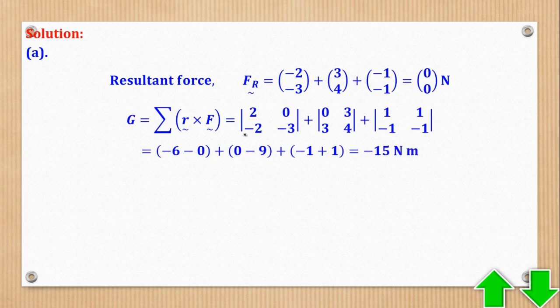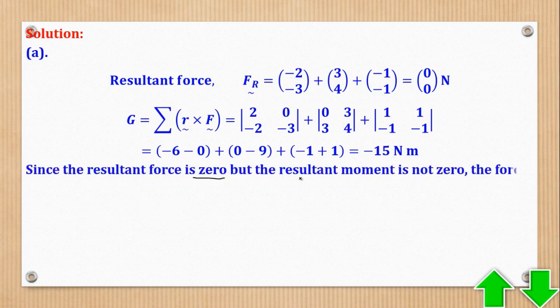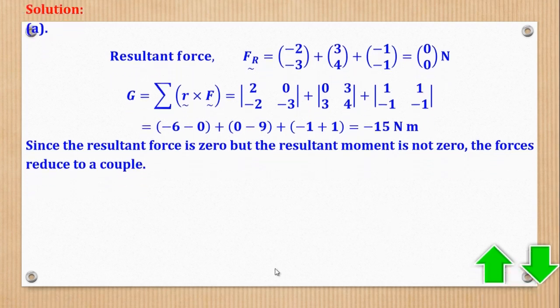Crossing means you are getting the determinant: this product minus this product, to give you this, and this product minus this product, to give you this. When you add everything, you come up with negative 15 newton meter. Then you can conclude that since the resultant force is zero, but the resultant moment is not zero, the force is reduced to a couple. So that was part A.